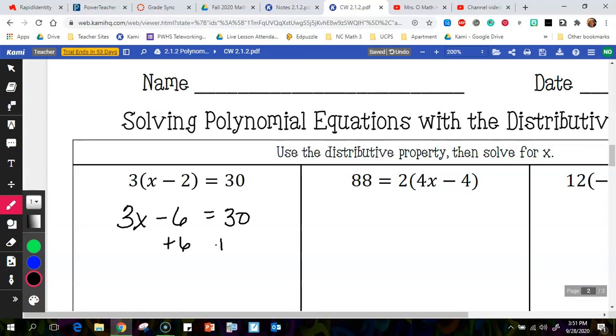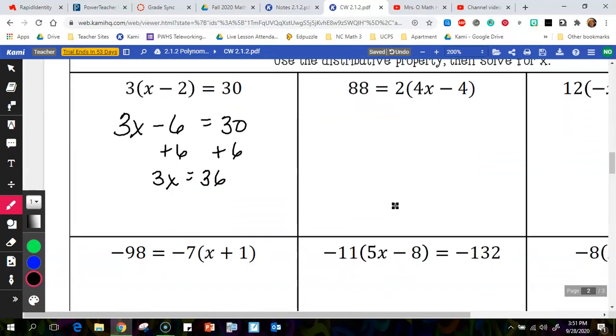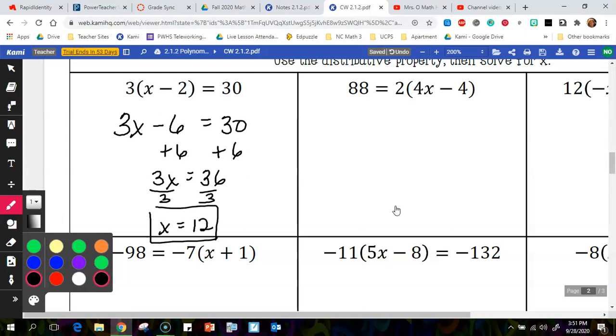Add 6. 3x equals 36. Divide by 3. X equals 12. I like working with different colors here. I'm going to get a purple.